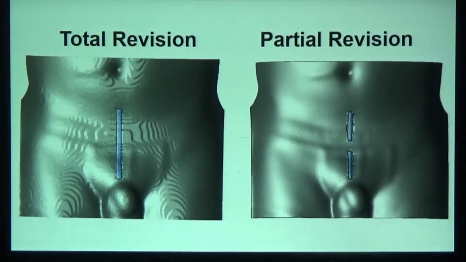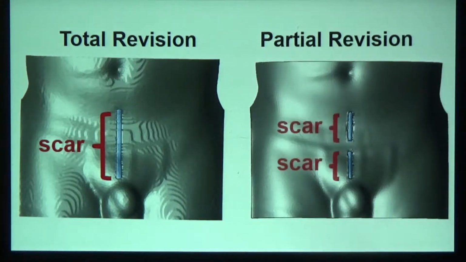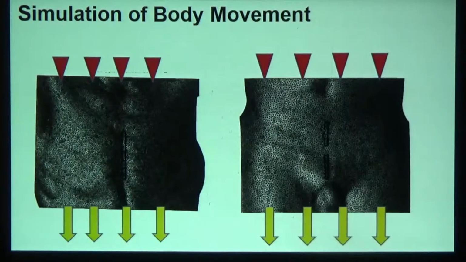Simulating each of the two methods, we produced two models. The scar is simulated by replacing part of the skin with hard tissues, indicated here with blue. In the total revision model, the hard part consists of one long piece. In the partial revision model, the hard part consists of two separated pieces. Simulating body movement, the upper ends of the models are fixed and the lower ends are pulled downward.